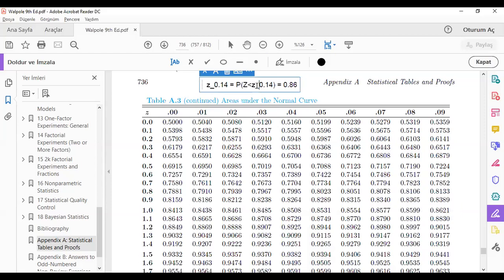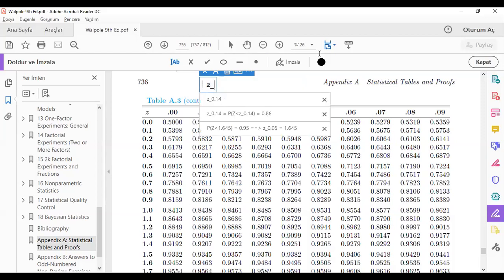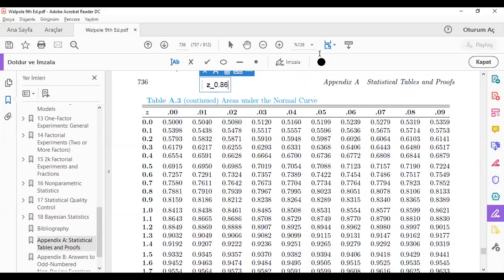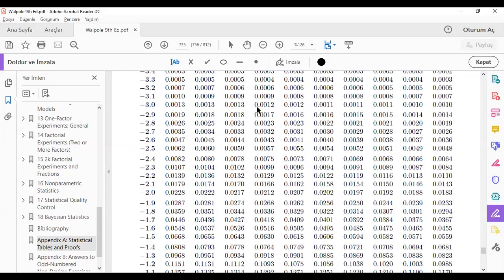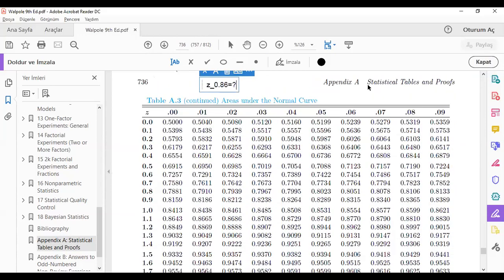So let me ask another thing. For example, what is z sub 0.16? Now what is the value of z sub 0.16? I have a table up there, but I won't open that one. We will still remain here. Any guess?